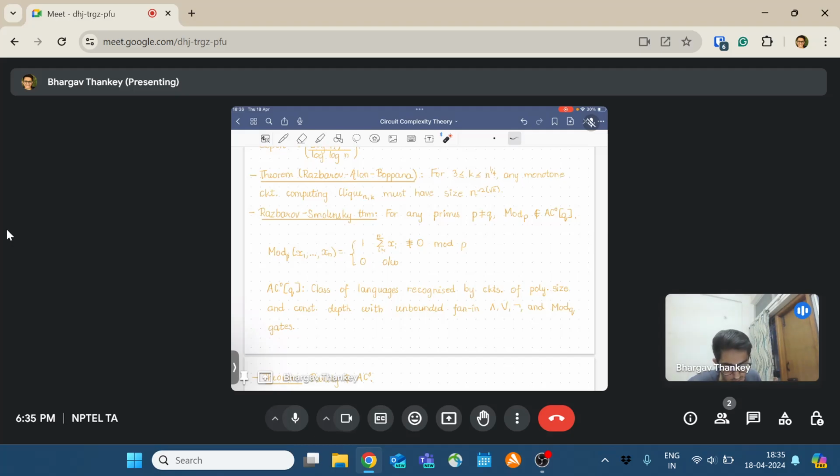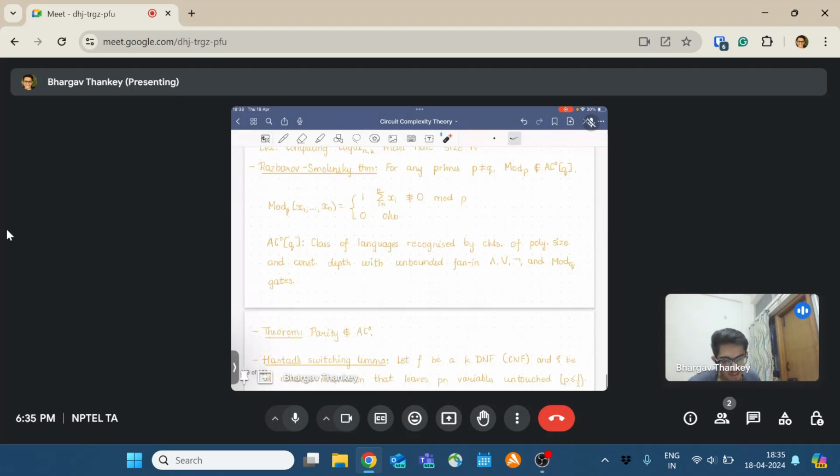Then we saw another lower bound for parity: parity not in AC0. Now observe that AC0 is contained in AC0[q], right? So the question is, why is this interesting? Well, this is a strictly weaker result than the previous one, but it is interesting because the technique is different. The technique used to prove this was Hastad's switching lemma, which uses random restrictions.